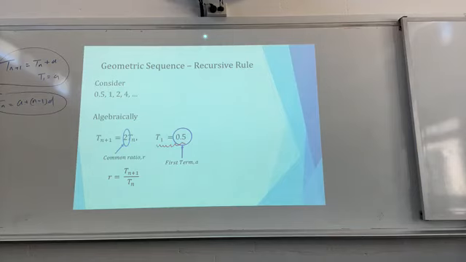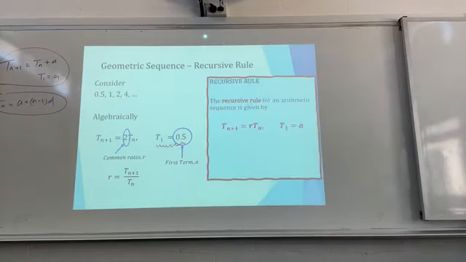Everybody happy with that? I'll move on. So, for the recursive rule, this will be given in your formula sheet. Tn plus 1 equals R times Tn, and T1 equals A, where R is the common ratio and A is the first term. All right? That is in your formula sheet. You should know that.